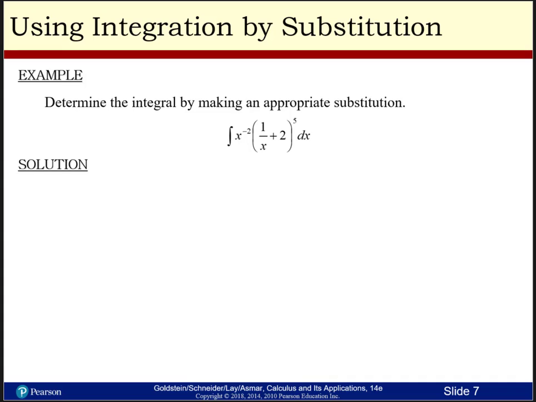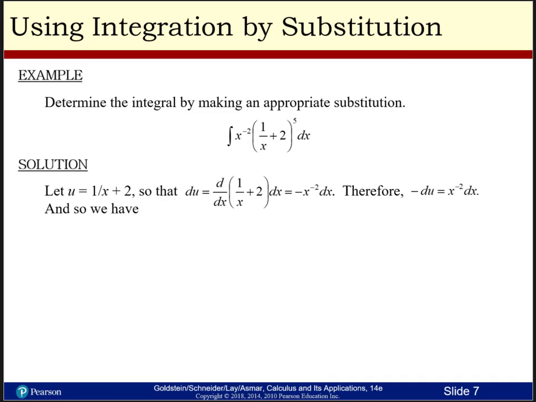So let's do another one. Determine the integral by making the appropriate substitution. Now this we don't have to go all the way through. They just want you to tell them what the integral is if you do a substitution. So we're going to go deep inside and let u be what's inside. So here we go. U is 1 over x plus 2. So now I need to figure out what du is. So I take the derivative of that, and I see that it equals negative x to the negative 2 dx.